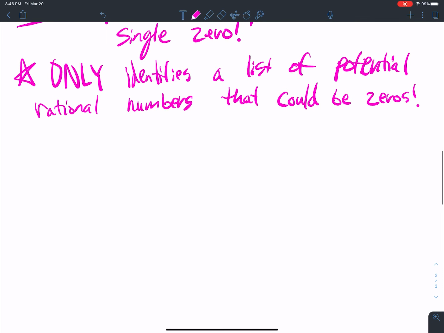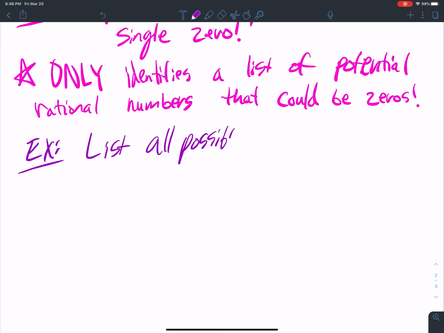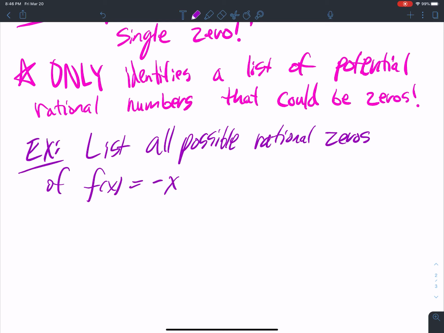Okay? So just to give you an example, here's your example. List all possible rational zeros of f(x) equals negative x to the fourth plus 3x squared plus 4.